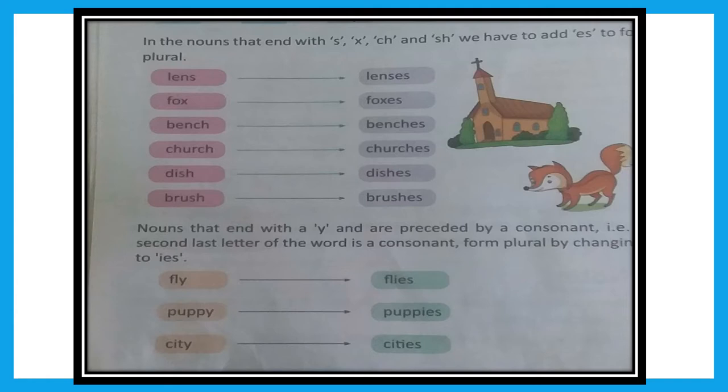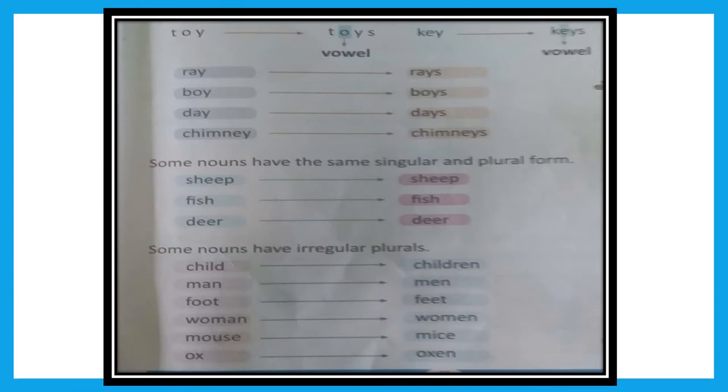Now, there are few words which end with y. If the word has y in the end and before y there is a consonant, then instead of y we use ies, that is fly, flies, puppy, puppies. Now, if the word ends with y and before y there is a vowel, then we don't skip y, rather we use s with the word, like ray, rays, boy, boys.